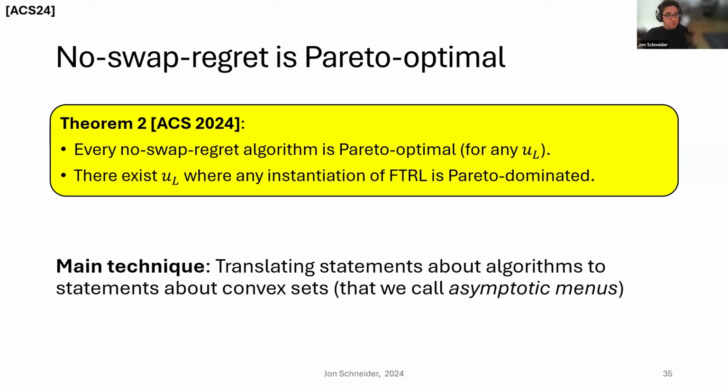And I do want to say some things about the main technique we use to prove this type of fact, because I think it's a technique that's useful not just for proving facts about this notion of Pareto optimality, but also for proving a lot of other facts about learning algorithms in strategic settings. This is a general method for translating statements about algorithms to statements about convex sets. And we'll call these convex sets asymptotic menus.